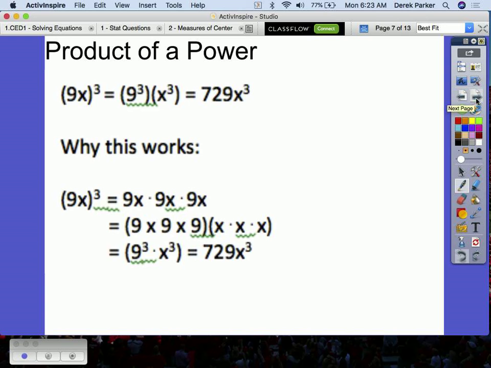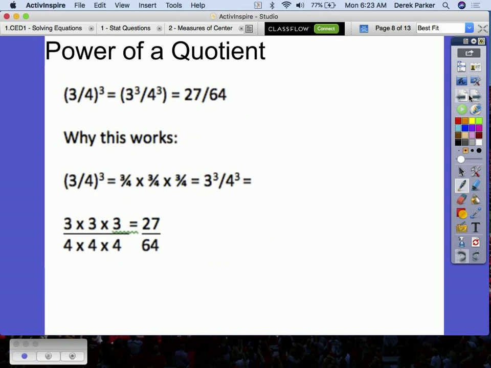Power of a product. I have 9x in the parentheses, and all of that raised to the 3rd power. That exponent 3 goes to the 9 and the x, and my answer would be 729x to the 3rd power.